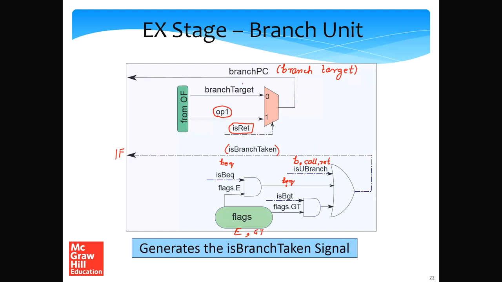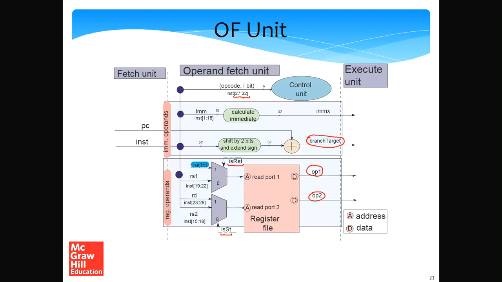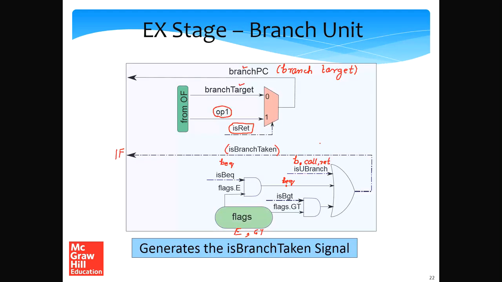So basically we are differentiating between the terms branch target and branch PC. The reason we are doing that is because branch target is something that we are computing by adding the offset to the PC. This is the case for all the instructions other than ret. So for BEQ, BGT, B and call, the target is embedded inside the instruction, so we can add the PC and the offset to get the branch target.